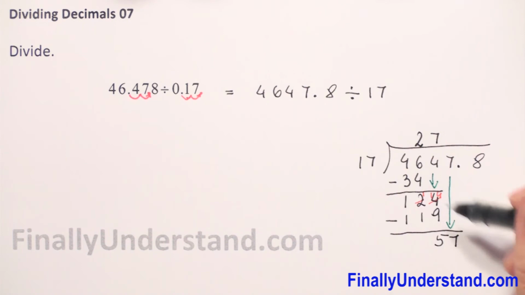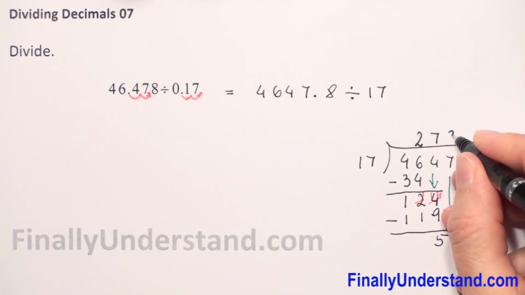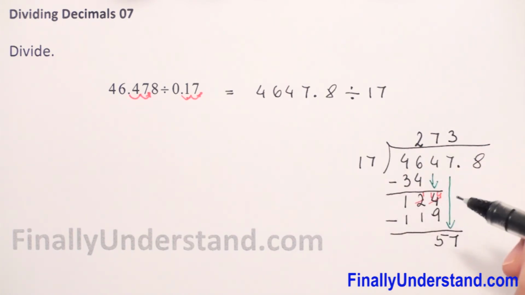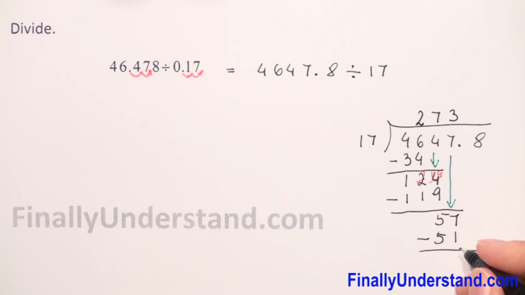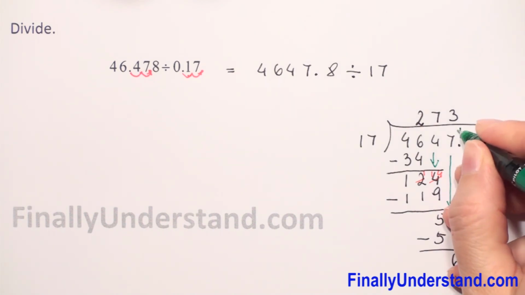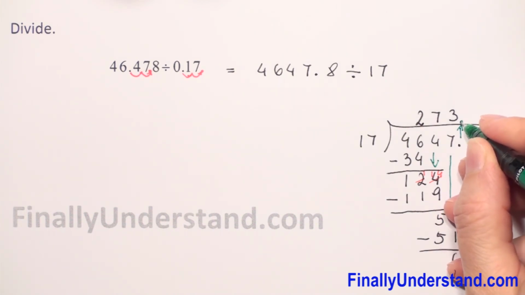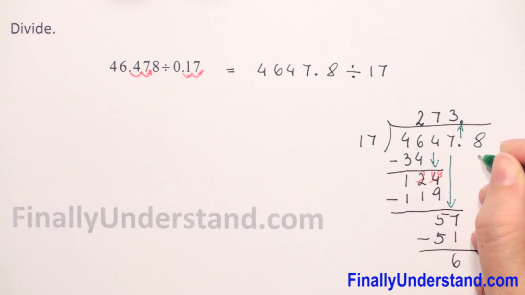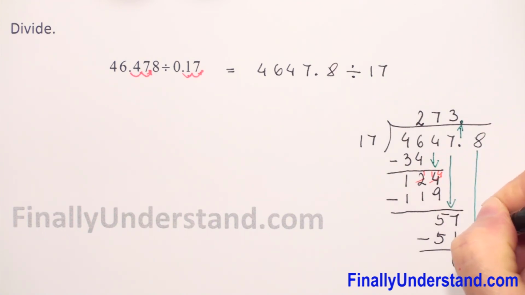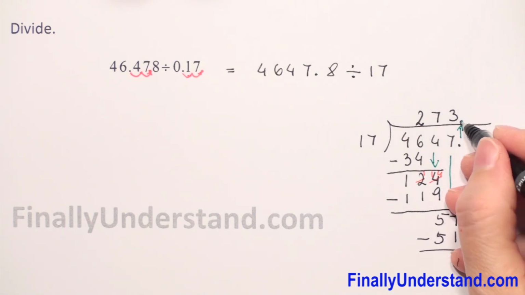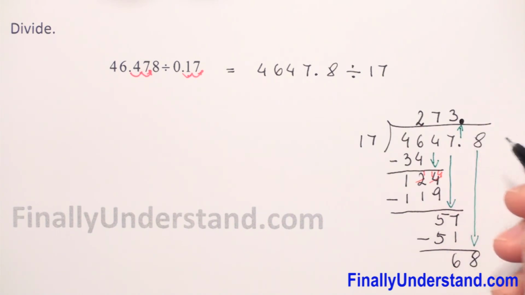How many times can we put 17 to 57? 3 times. And now 3 times 17 is 51. Again, subtraction. 7 minus 1 is 6. 5 minus 5 is 0. So next, what do we have to do? We have to write on the top the decimal point exactly in the same column, and we take down the next digit. So we have 68. Here is the decimal point.